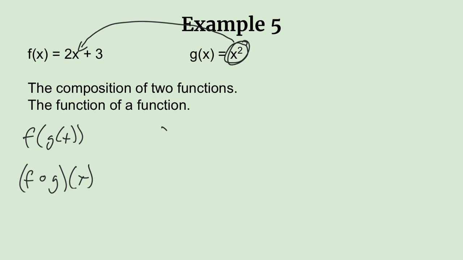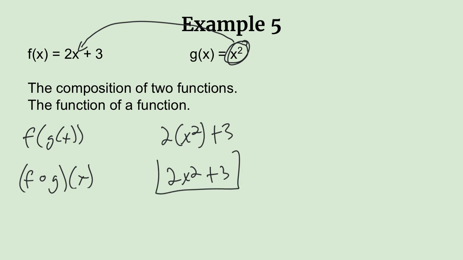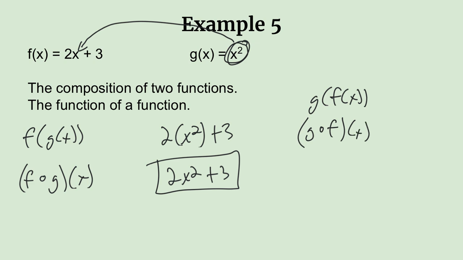So we would have 2, and then we're plugging x squared in for x, plus 3. So that would be 2x squared plus 3. If we did it the other way, so if we did g of f of x, that would be 2x plus 3 squared, which would then give us 4x squared plus 12x plus 9.